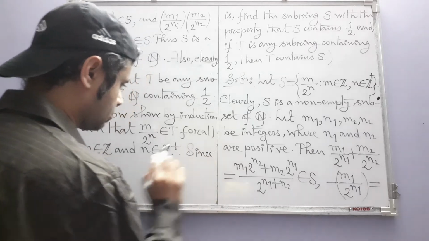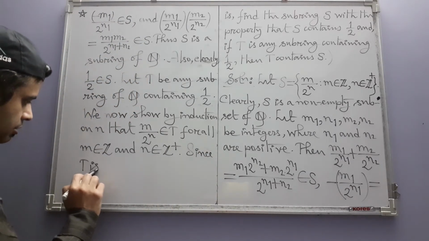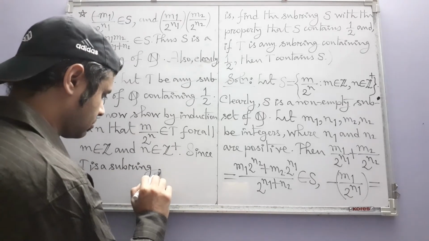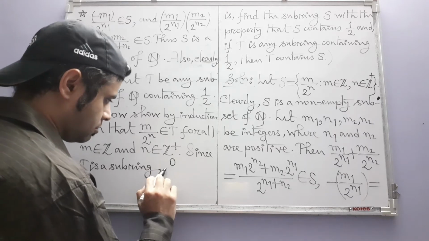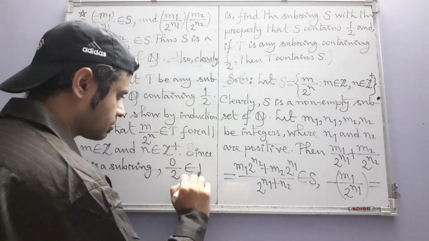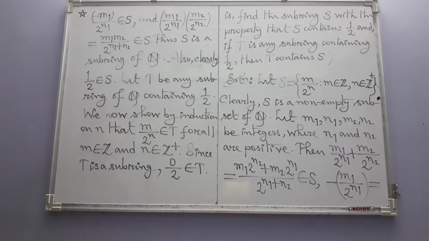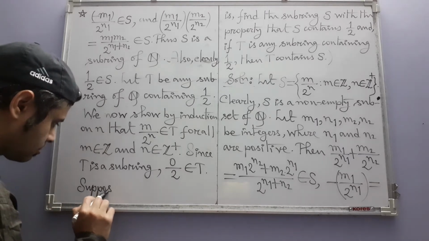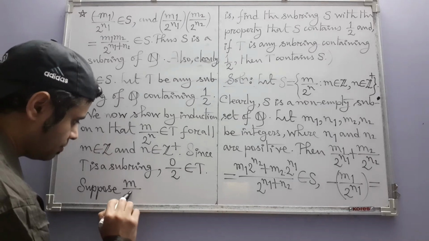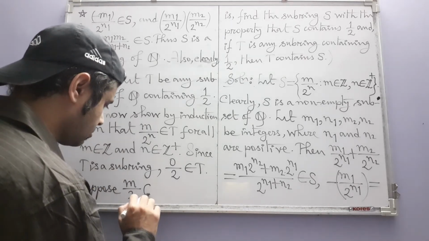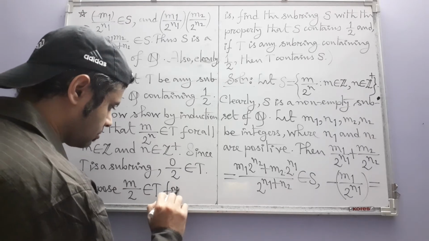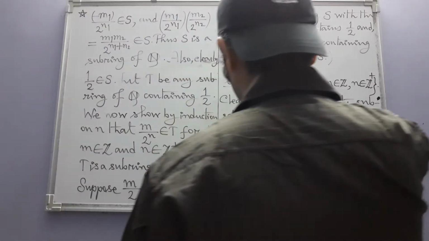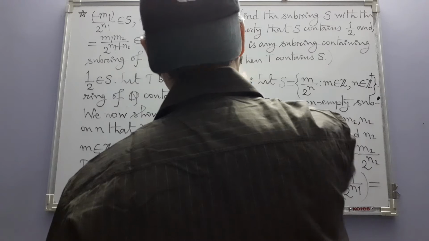Since T is a subring, zero divided by 2 belongs to T. Okay, suppose m divided by 2 belongs to T for some integer m greater than or equal to 0, for some non-negative integer m.